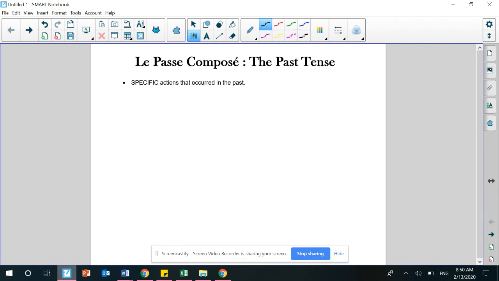So le passé composé, again, is used to talk about specific actions that occurred in the past. And that word specific is very important because these are things that only occurred once, or I'm only talking about the specific time that they occurred. So for example, things like I played soccer last Friday. I'm talking about last Friday. I'm talking about when I played soccer.